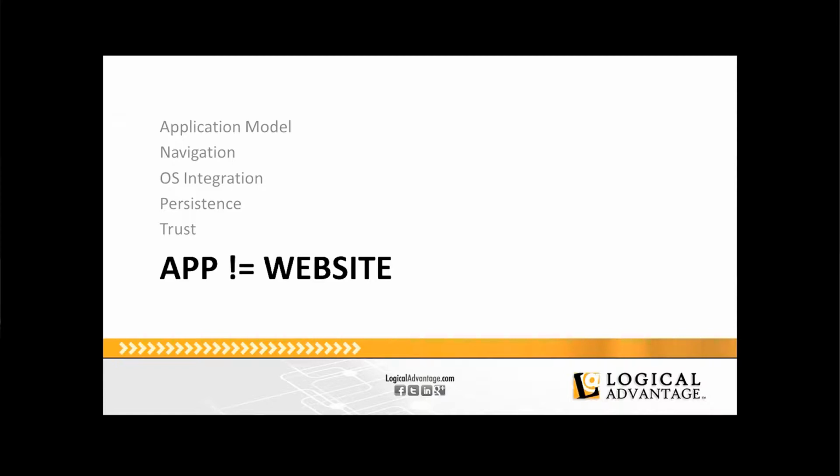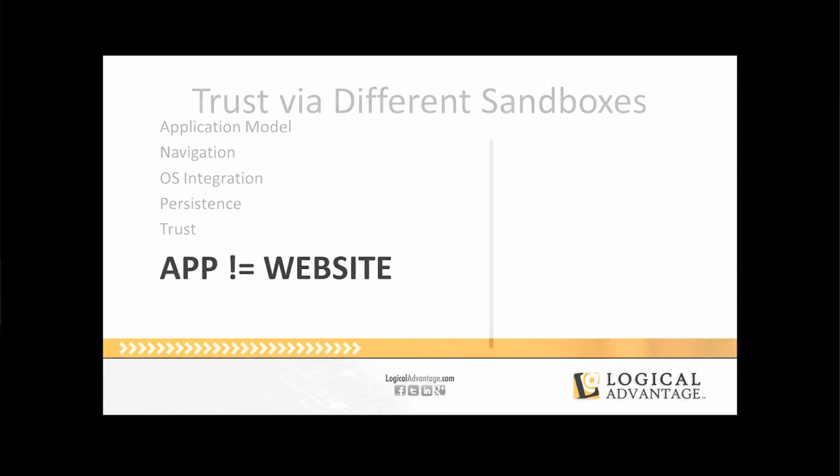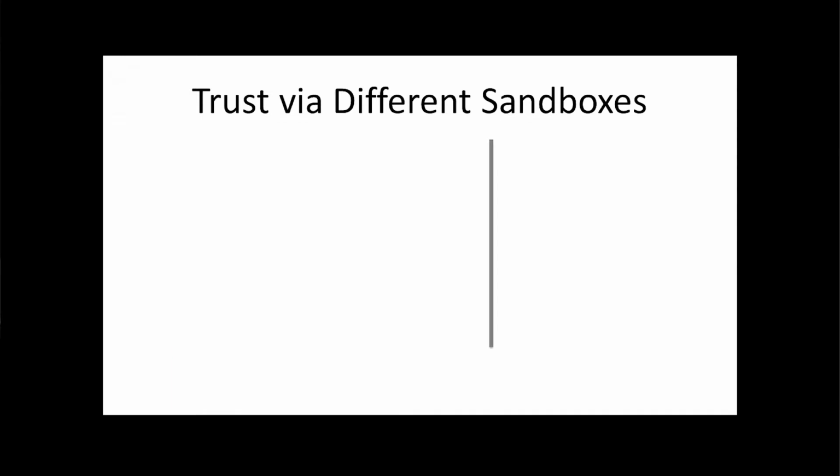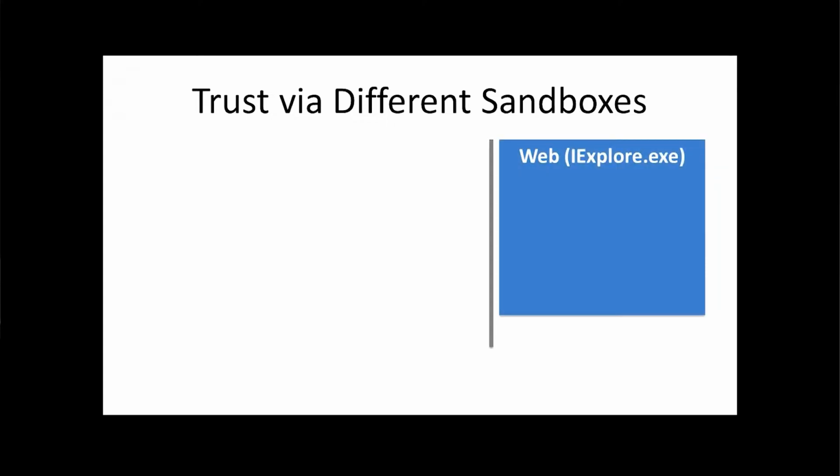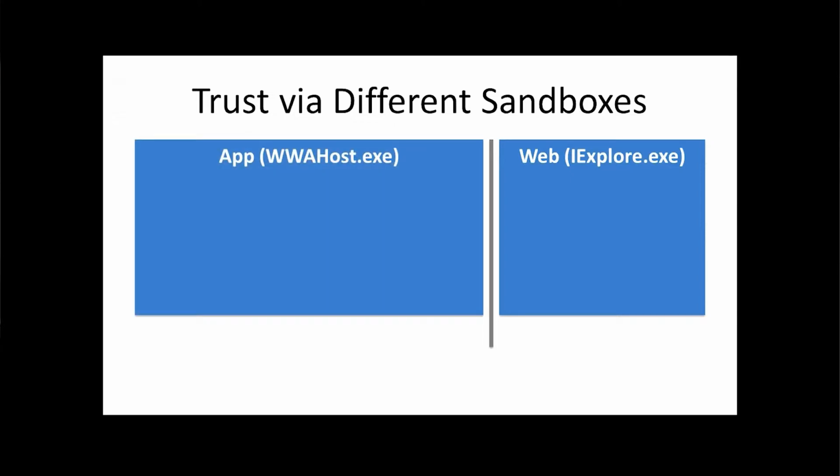And the most important thing, and again the one that you end up hitting your head against the most, is trust. With all of these new features that you're being given, they still wanted to sandbox developers and applications to not violate the user's trust. So they do that by sandboxing the application, or the executable that you're running. On the web, it's iexplore, it's Chrome, Firefox, whatever. In a Windows Store app, you're running in WWAHost.